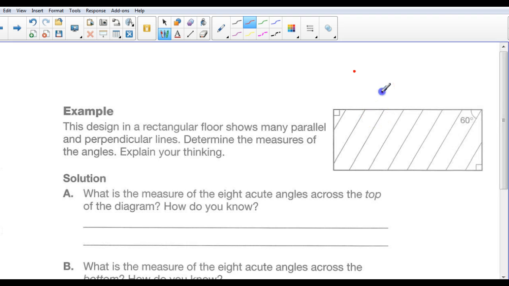Okay, another example. The design in a rectangular floor shows many parallel and perpendicular lines. Determine the measure of the angles. Explain your thinking. Okay, so we're given one angle, 60 degrees. So it says, what is the measure of the 8 acute angles, acute means less than 90, across the top of the diagram? So if this is 60, that means that this angle here is also 60. This is also 60, so it's that, and that. Okay, so they're all 60. How do we know? Because they're all parallel lines. Because the question tells us that it's parallel lines. Okay, so they're all 60 degrees.